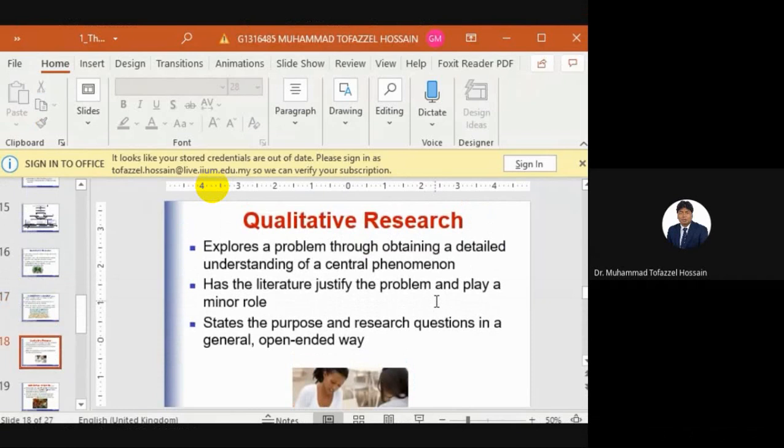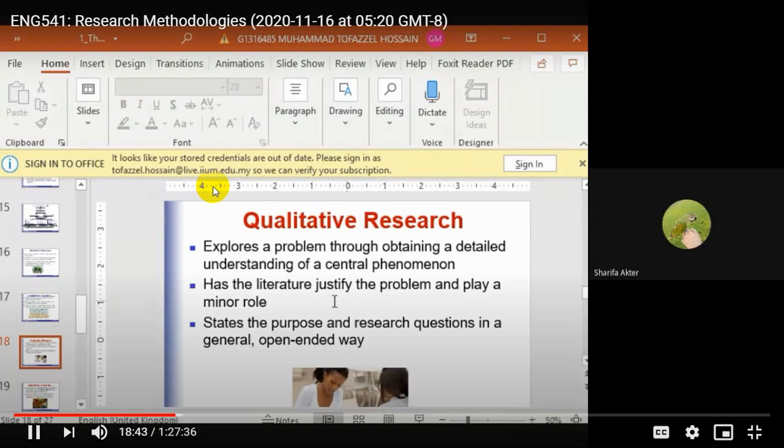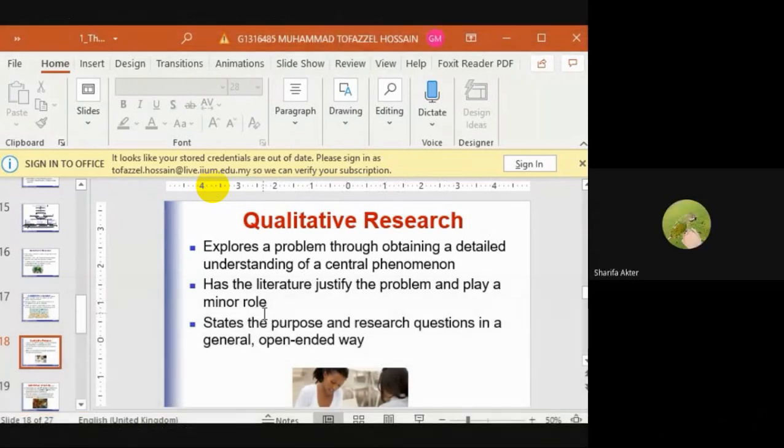Okay, then what about qualitative research? So you have got the idea about quantitative research. Now let's see qualitative research. It explores a problem through obtaining a detailed understanding of a central phenomenon. The literature justifies the problem and plays a minor role. It states the purposes and research questions in a general, open-ended way.